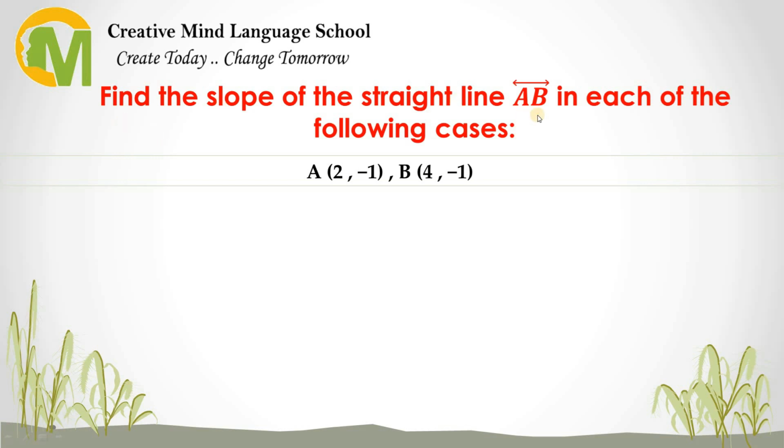Find the slope of the straight line AB in each of the following cases. We have 2 points A and B. A (2, -1), B (4, -1). First of all, we will write down the coordinates of the 2 points. A named x1, y1, B named x2, y2. The second step, we will write down the rule of the slope. m equals y2 minus y1 over x2 minus x1.